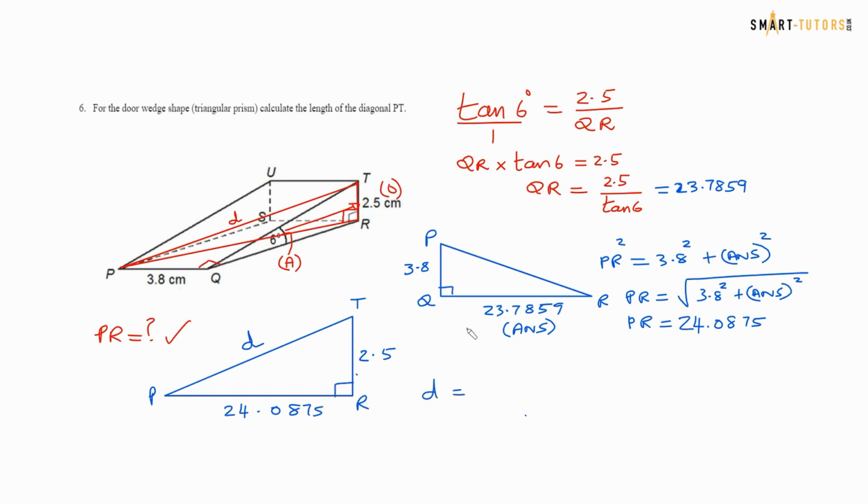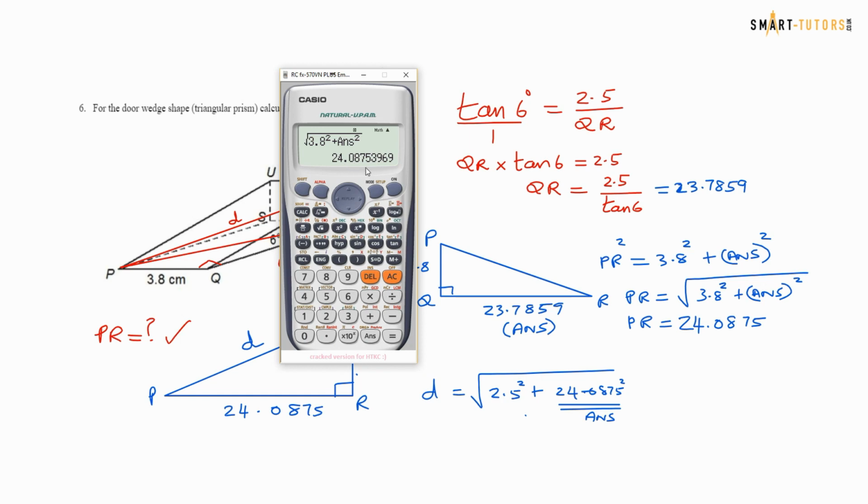So D, you can do our friend Pythagoras theorem, 2.5 squared plus 24.0875. The good thing about the calculator, the last step answer, 24.0875, is going to be in my answer button. So use the calculator confidently. 24.0875 is in the answer button. So make it 0.